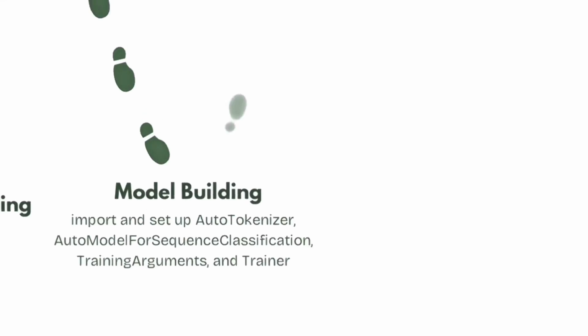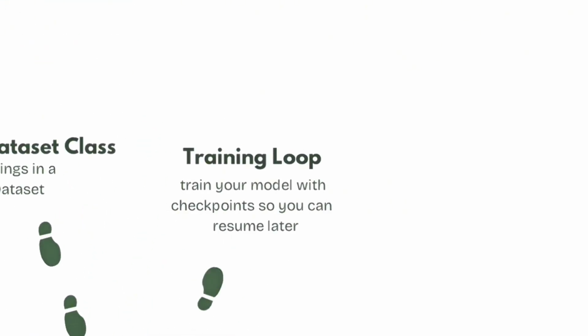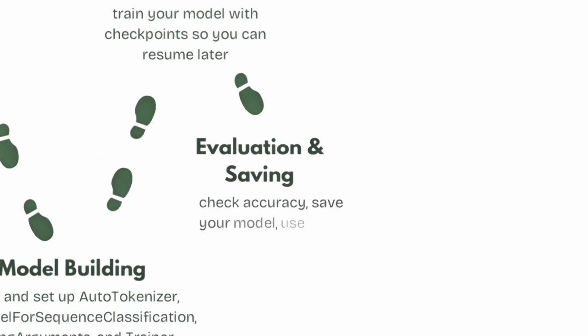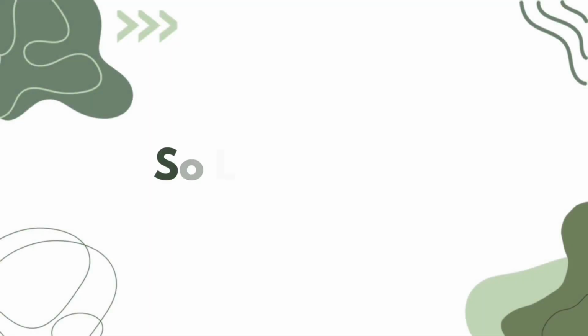Number 5. Initializing the model and trainer. Number 6. Training the model. Number 7. And lastly, evaluating, saving your model and using it for predictions. So let's dive in.